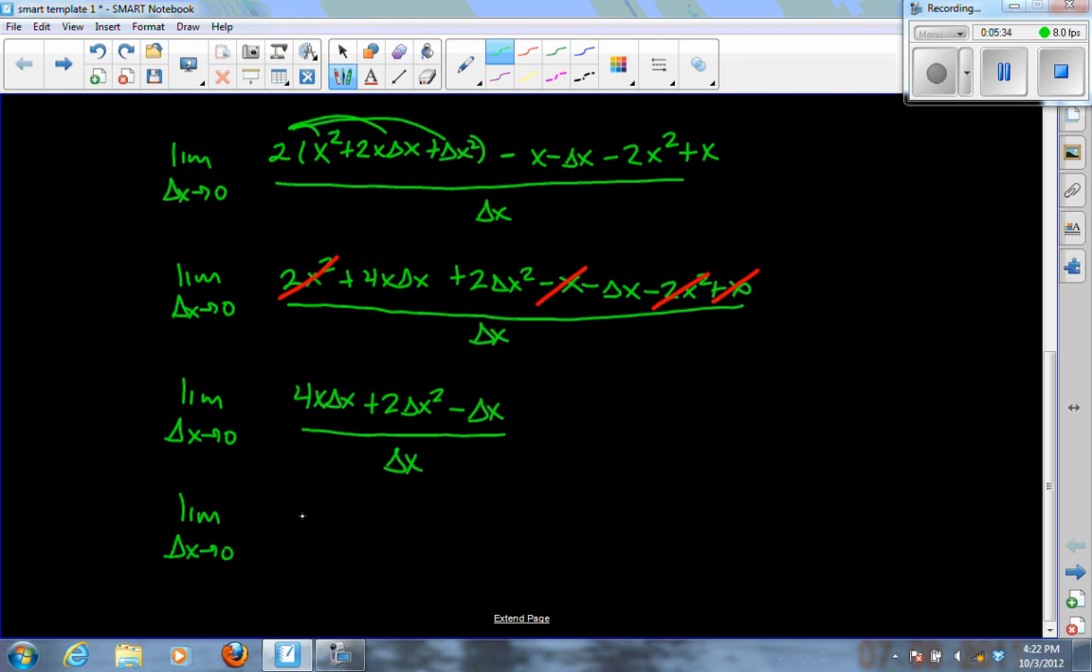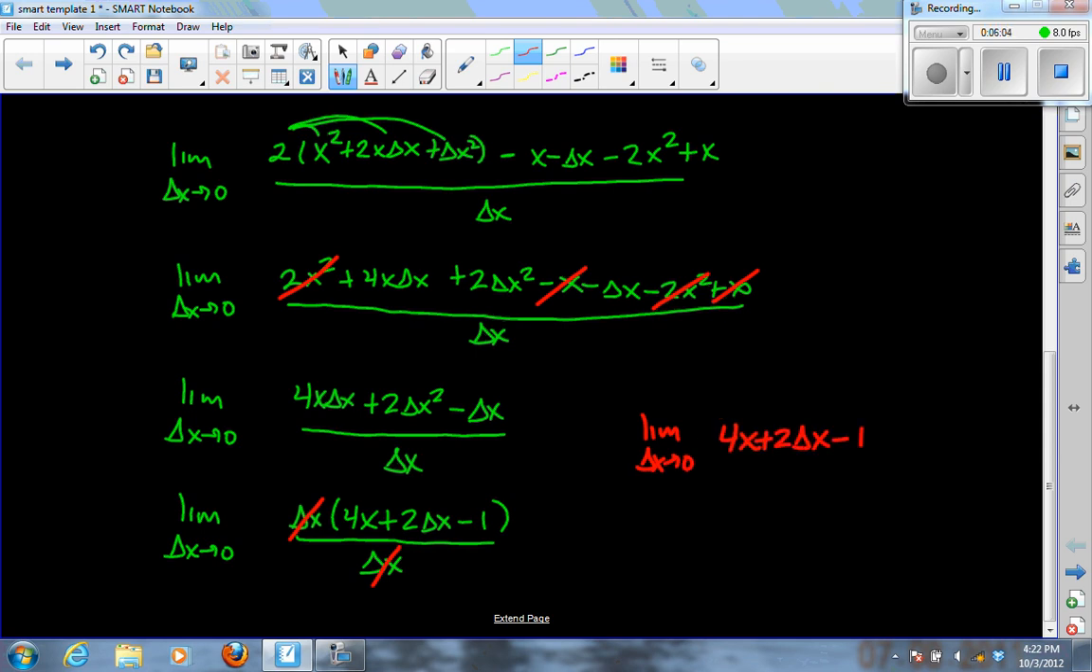That means I need to factor a delta x out of the top. Which means I'm dividing a delta x out of each of these, which means that this is a 1. Delta x divided by delta x is a 1. That's a pretty common mistake. And now these delta x's will cancel each other out. And I have the limit as delta x goes to 0, 4x plus 2 delta x minus 1. So I direct substitute a 0 right here for delta x. So that answer is 4x minus 1.